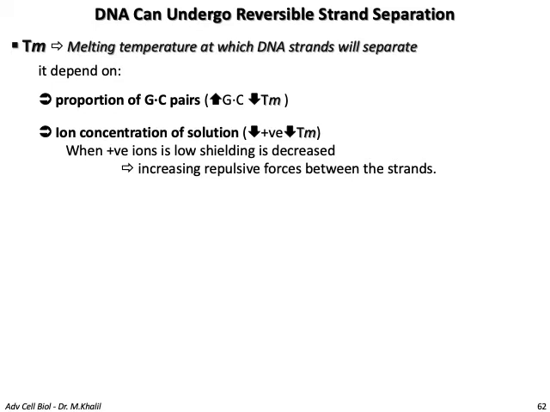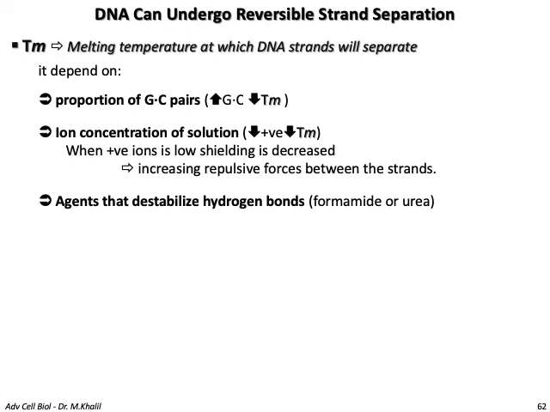When positive ion is low, shielding is decreased, increasing the repulsion force between the strands. Since the total charge on the strands is negative, when the concentration of positive ions becomes low, the positive ions do not neutralize the negative charges on the double strand, so that's why the shielding is decreased. You can use agents that destabilize hydrogen bonds, like formamide and urea.